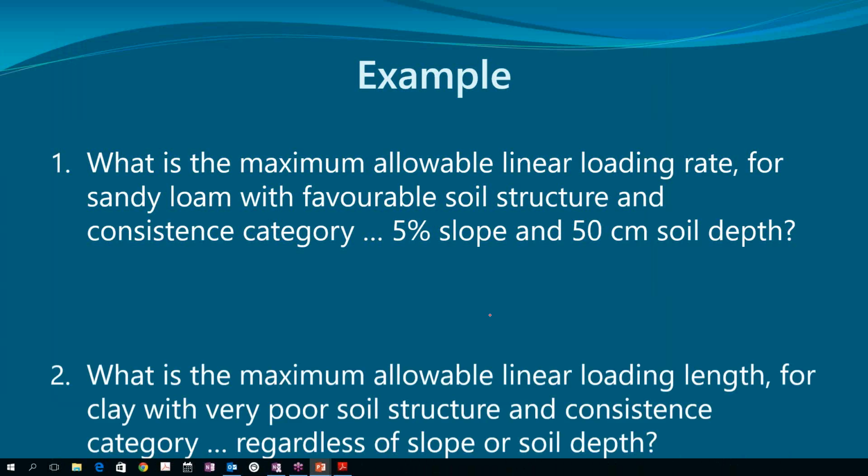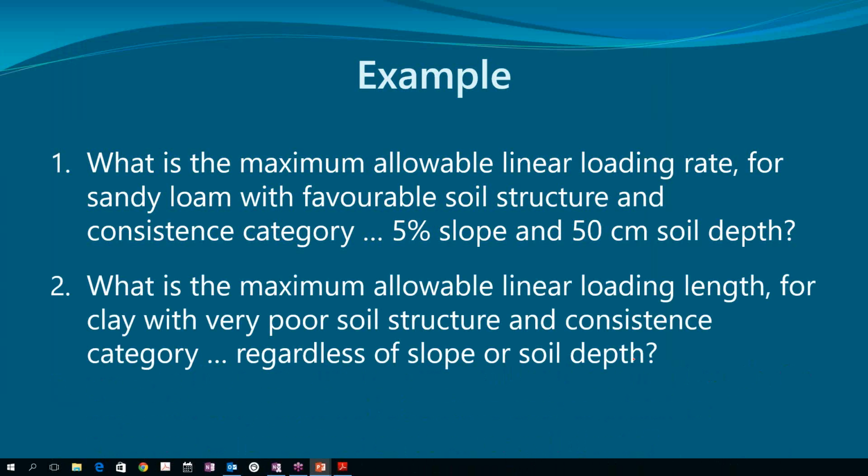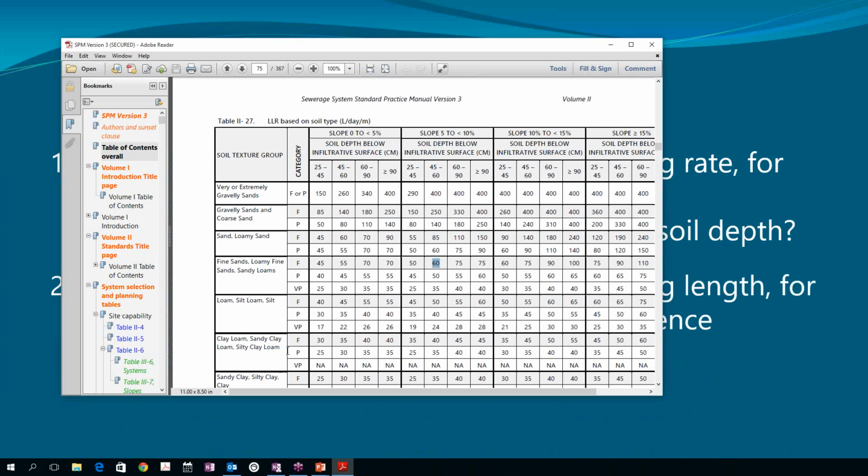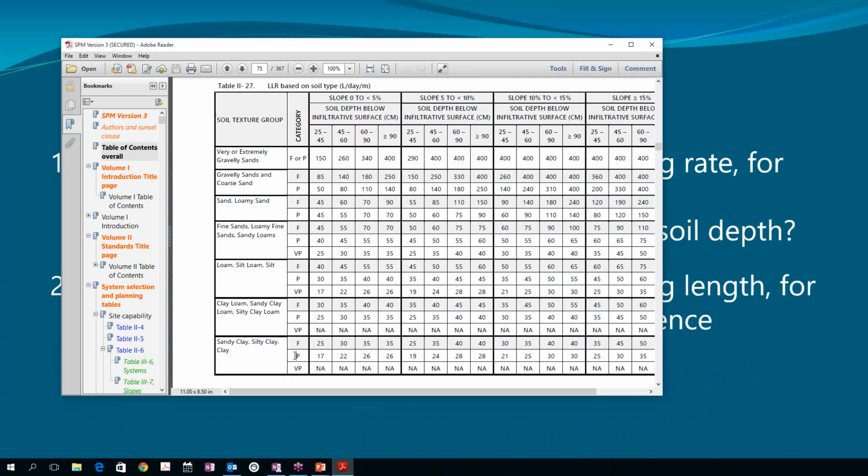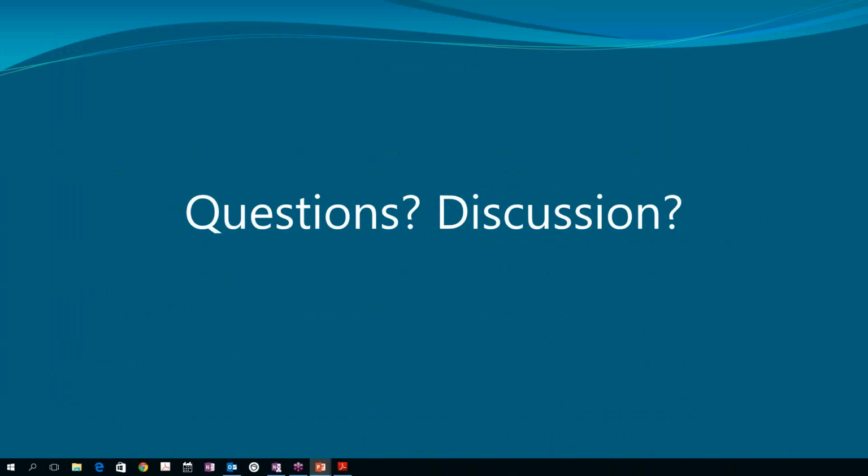Next question. You're probably on to me. Clay, poor soil. You already know the answer. Not allowed. Right? So clay, very poor, not allowed across the board. So it's a limiting condition. And we would have to maintain VS above that. Okay. Any questions or discussion on that? Excellent.